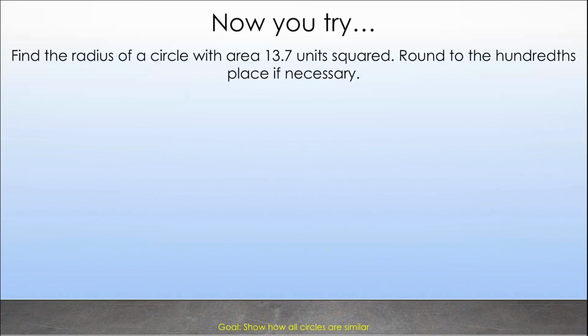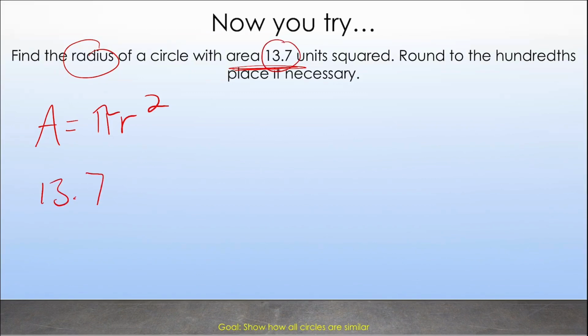Find the radius of a circle with area of 13.7 units squared, round to the hundredths place. Okay, so this one's a little bit different. Find the radius. So we don't know the radius. So we're looking for the radius, and we know the area is 13.7. So first of all, we have to know that the area of a circle is pi times the radius squared. Now we can just fill in. So 13.7, we'll put in for the area. Pi times the radius squared.